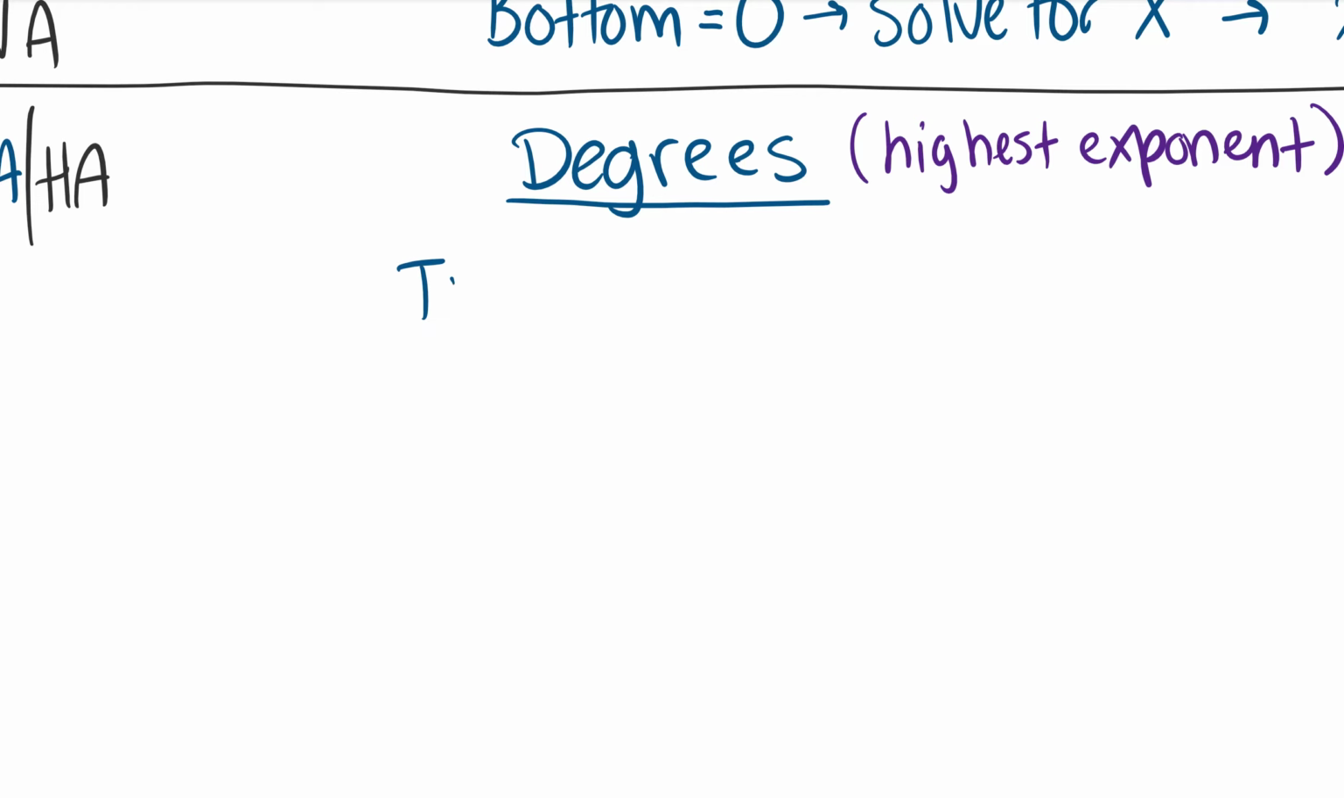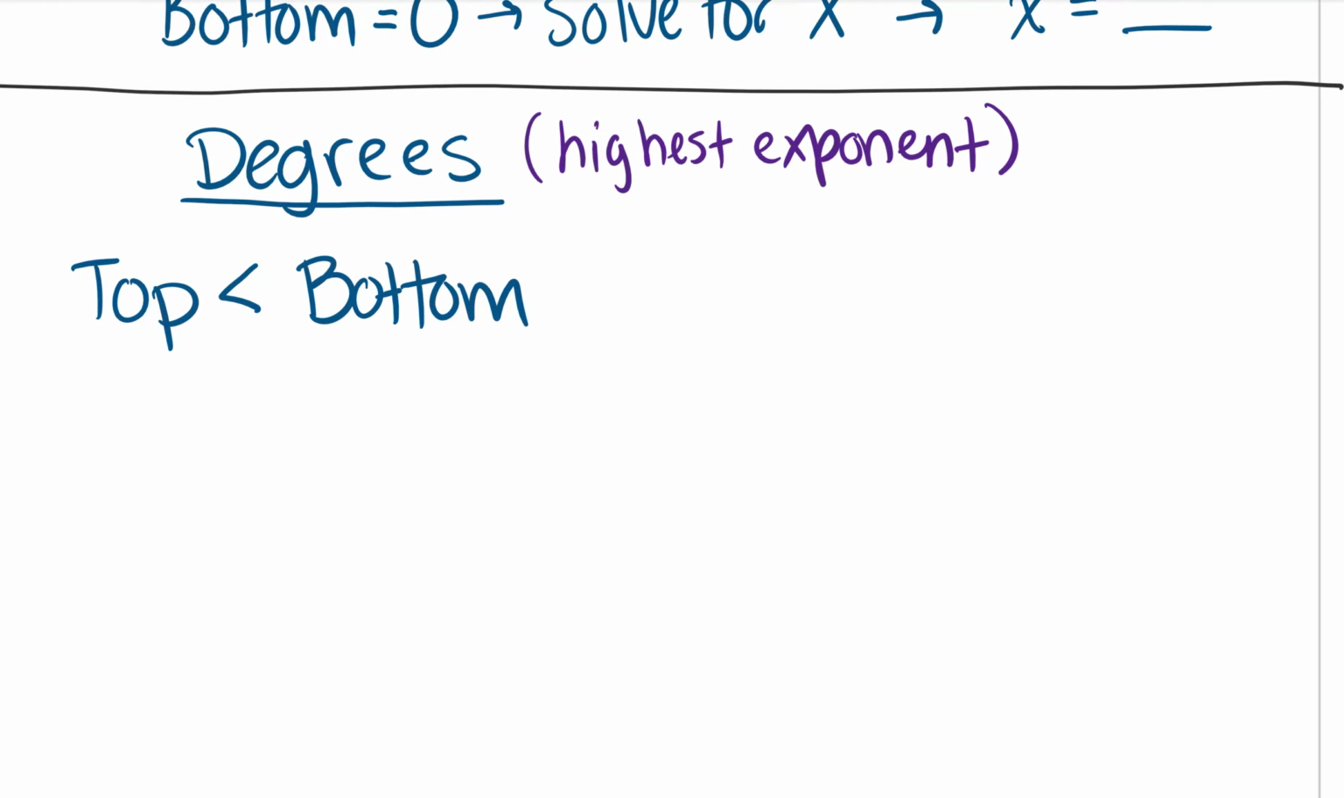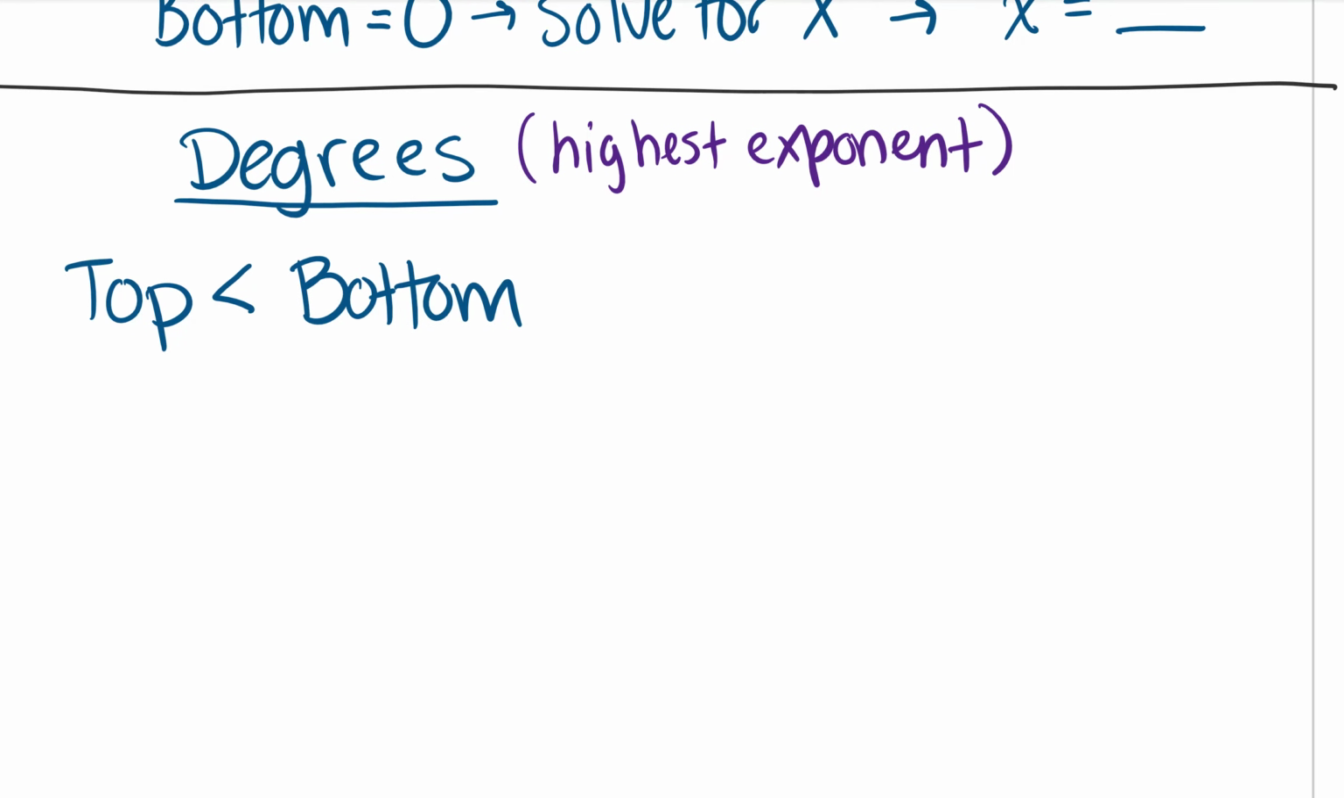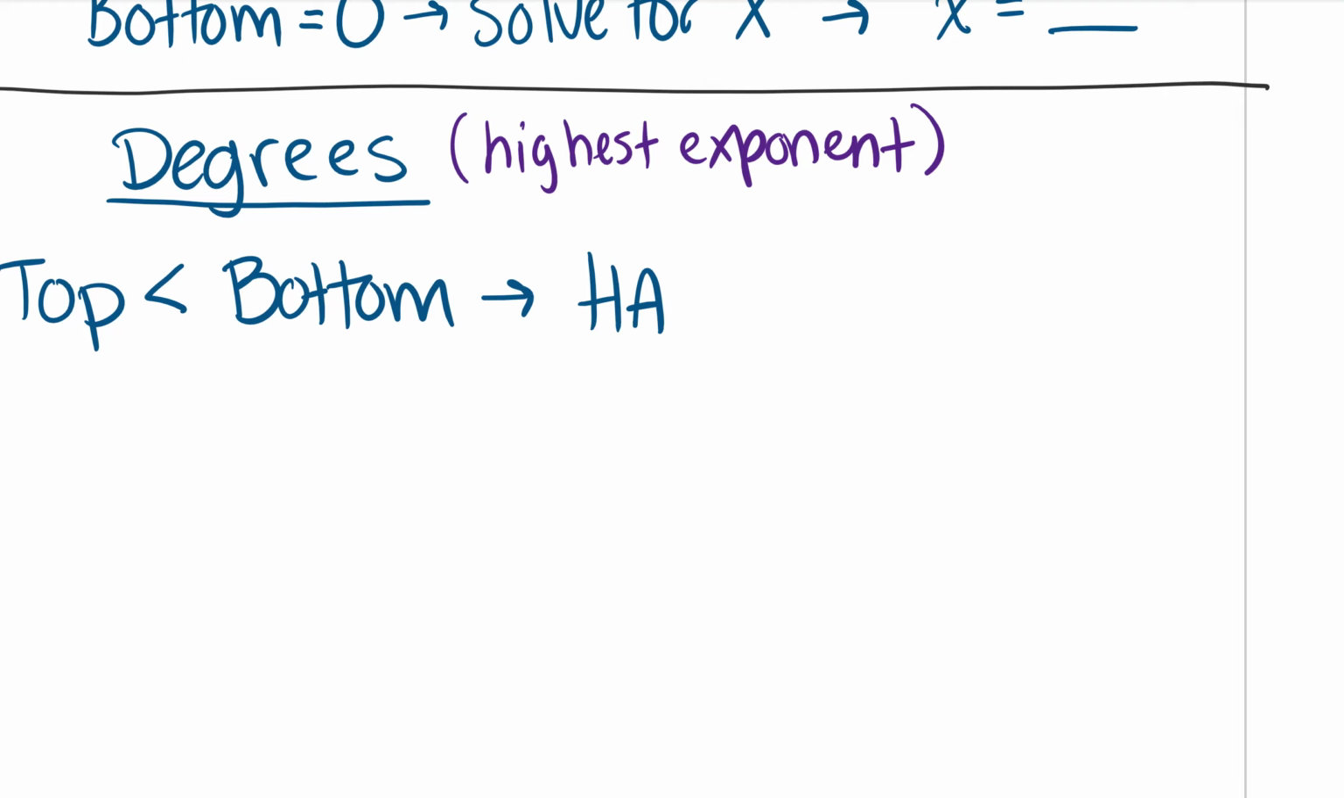I can have the top degree is less than the bottom degree. Let's say the highest exponent on top is a 2, and the highest exponent on bottom is a 5. The 5 would be greater, it's a bigger number. So if my top degree is less than my bottom degree, that would give me an HA, a horizontal asymptote, and my answer is simply y equals 0 for that scenario. It's the easiest one to do because there's no work.